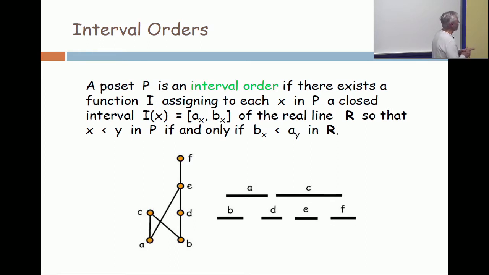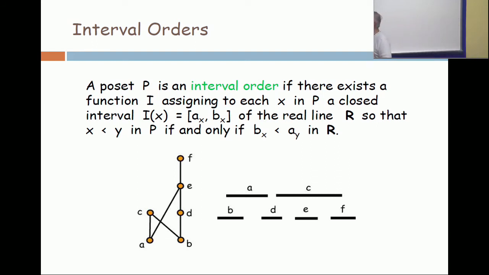See, the top two intervals say A is less than C. But of course, that's reflected in the picture. Look at A and E. Is it clear that the interval for A ends before the interval for E begins? And that's what makes A less than E?